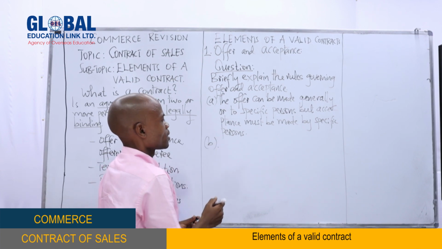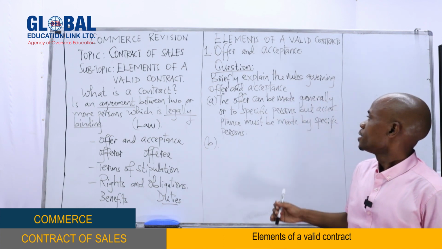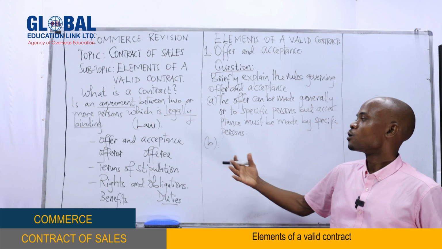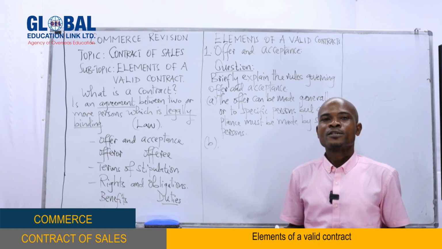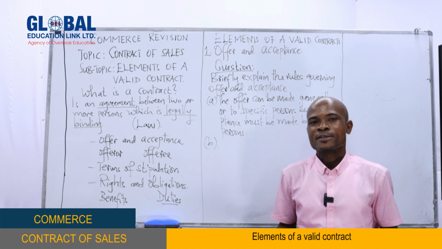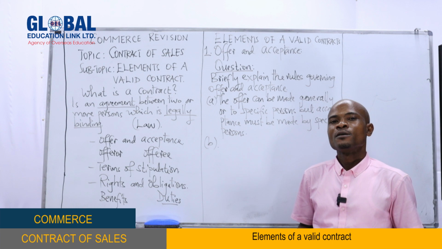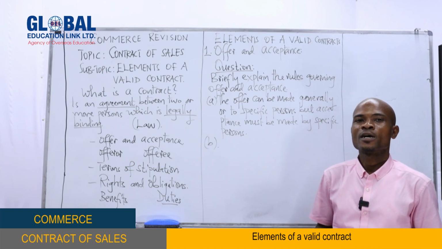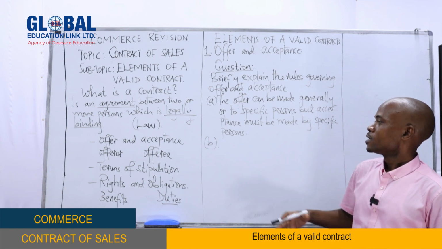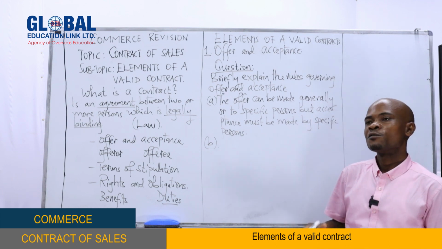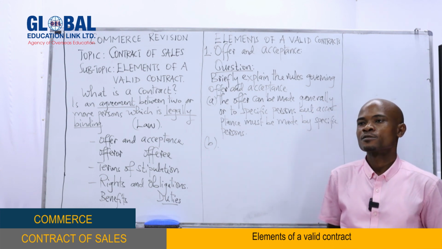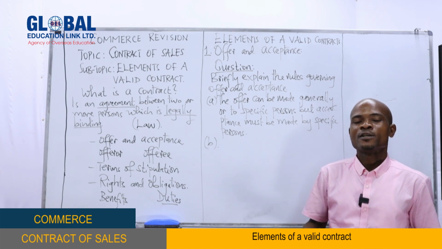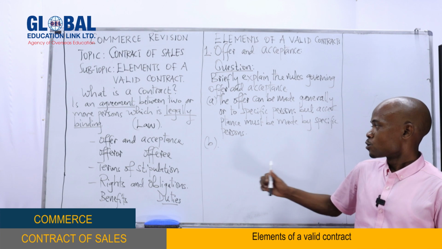The other one is that the offerer, the person who is giving an offer, can decide to attach a condition, but that condition must be made when he or she is making an offer. The reason is, in contracts, when you have made an offer and that offer has been accepted, you are not supposed to come later and add other things. So if there is any condition which one is adding, it must be notified from the very beginning when making an offer.